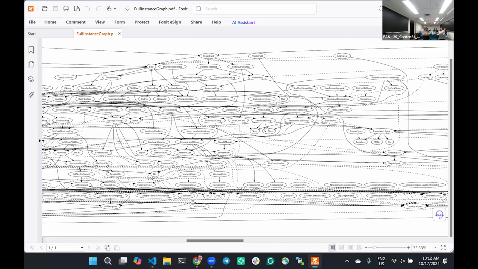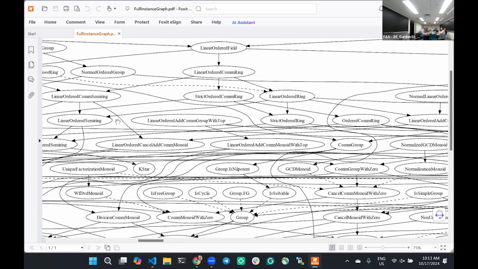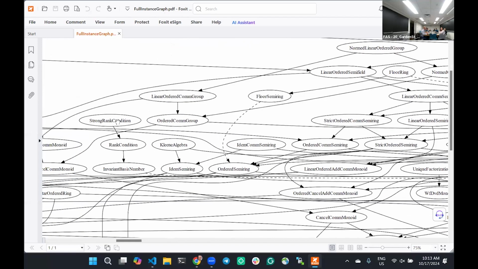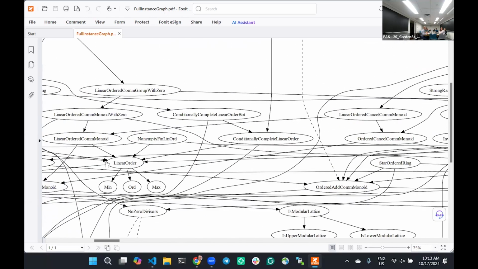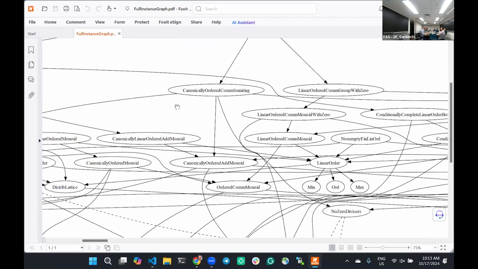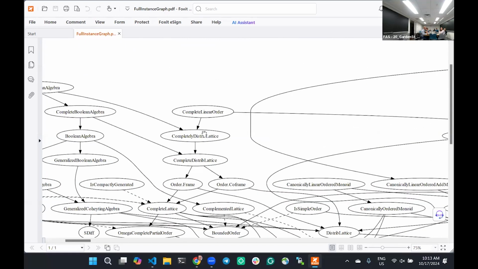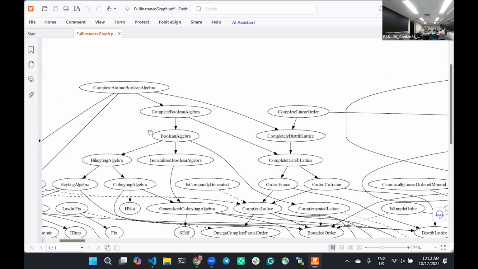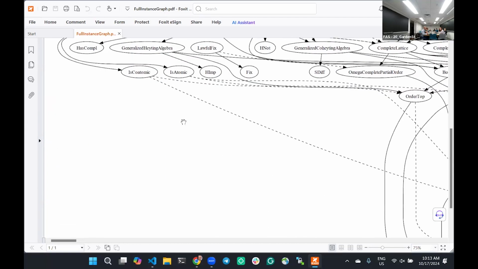But it looks like this. And if we zoom in, we can look around and see. There's a normed ordered group. Looking for things that might look familiar: ordered commutative monoid, canonically ordered commutative semiring, the distributive lattice, a complete linear order, the Boolean algebras and complete Boolean algebras.